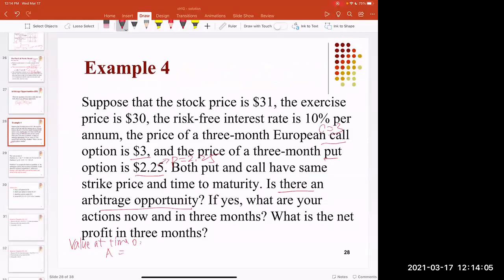Portfolio A equals C plus K discounted. C is $3. Strike price 30. And R is 10%. What's the time period? 3 months. So can you calculate what portfolio A is at time 0?